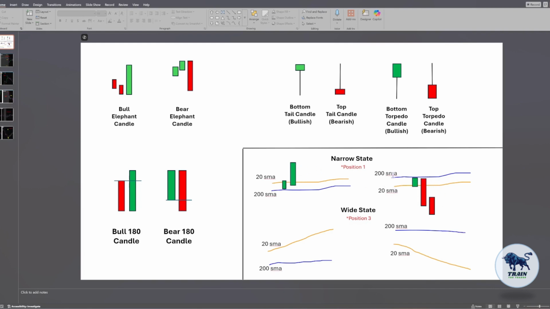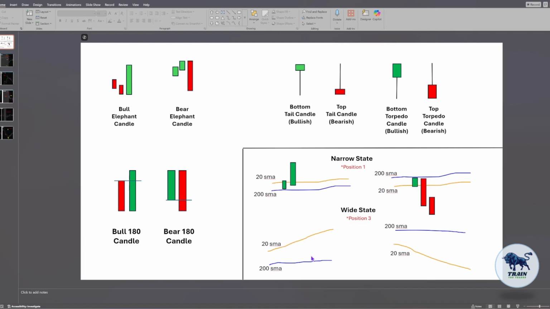Narrow state. So we have our position 1. We have a bullish picture. 20 is above the 200. Elephant candle. So we named it. We named the pattern. We named the position. And we have our risk. Where would our risk be? Right below this candle right here. In this case, it would be right above these candles here.